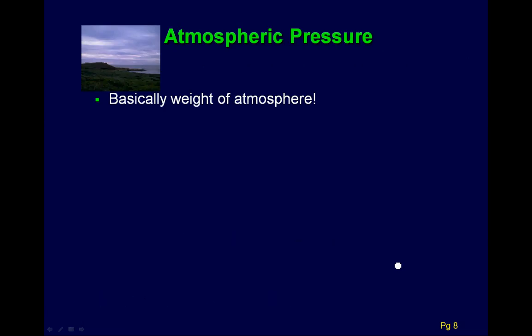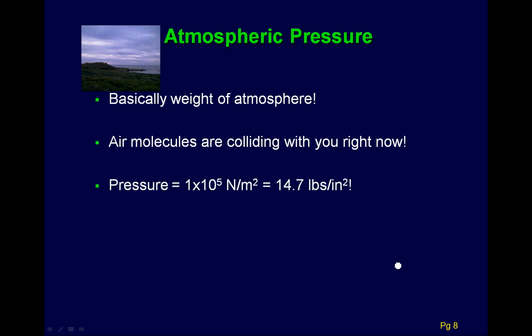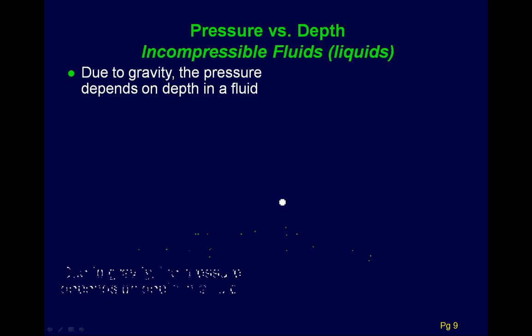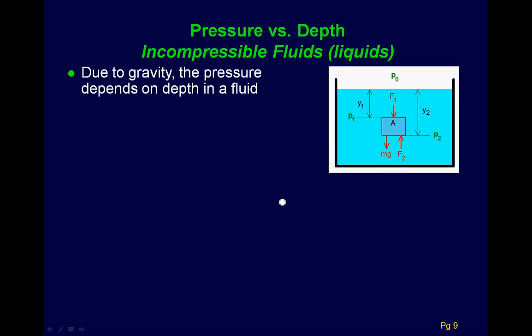So atmospheric pressure is basically the weight of the atmosphere. Air molecules are constantly colliding with you right now. This atmosphere is 1 times 10 to the 5th newtons per meter squared, or 14.7 pounds per square inch. So basically every square inch of your body feels about 15 pounds of pressure from the atmosphere. So it's pretty significant. Our bodies deal with it, but if you take that pressure away, it can be pretty dangerous.